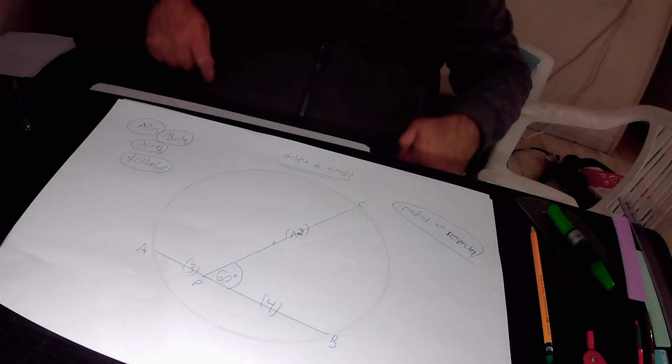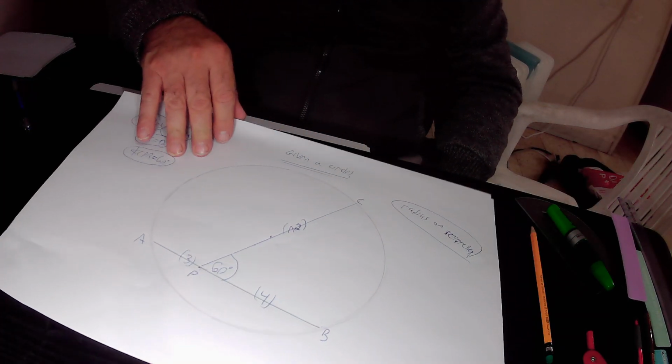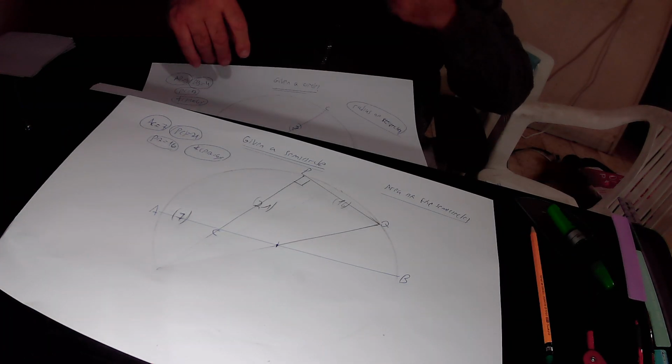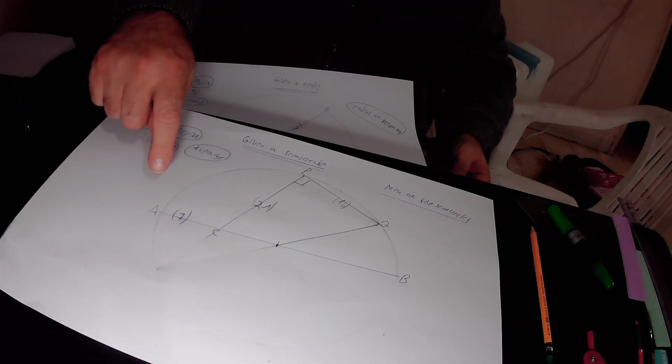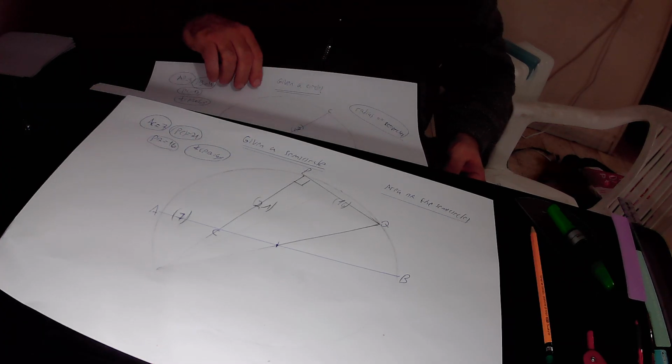And now in this lecture we'll answer two questions. In the first question we find out the radius of this circle, and in the second question we find out the area of this semicircle APB. So we start with the first question.